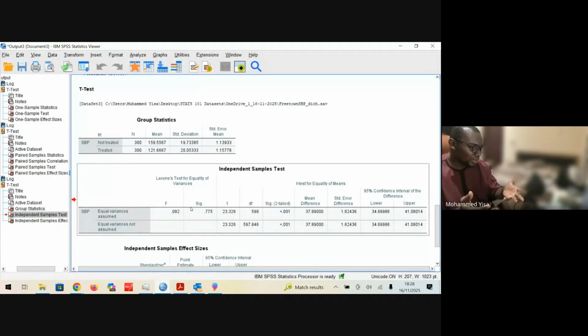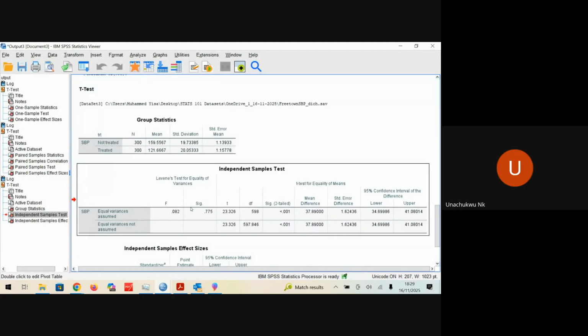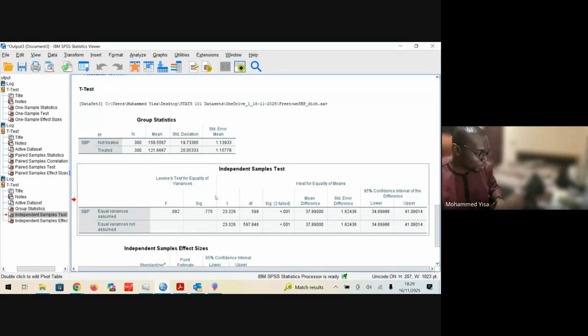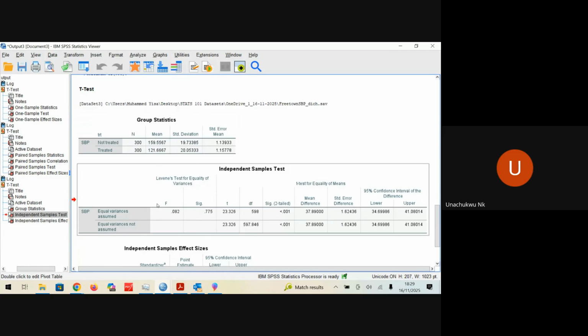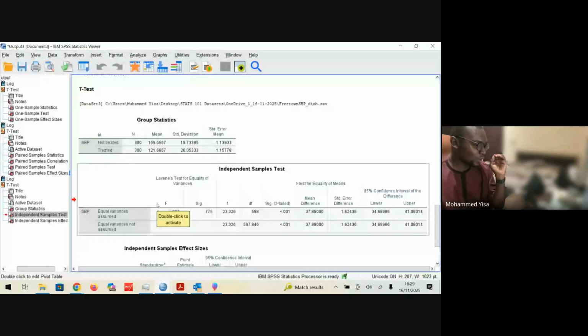Because your null hypothesis says that the variances are equal. Your p-value being greater than 0.05 means that you cannot reject that null hypothesis. Therefore, your variances are equal. You cannot reject the null hypothesis for the test of equality of variances, not for what you are testing.